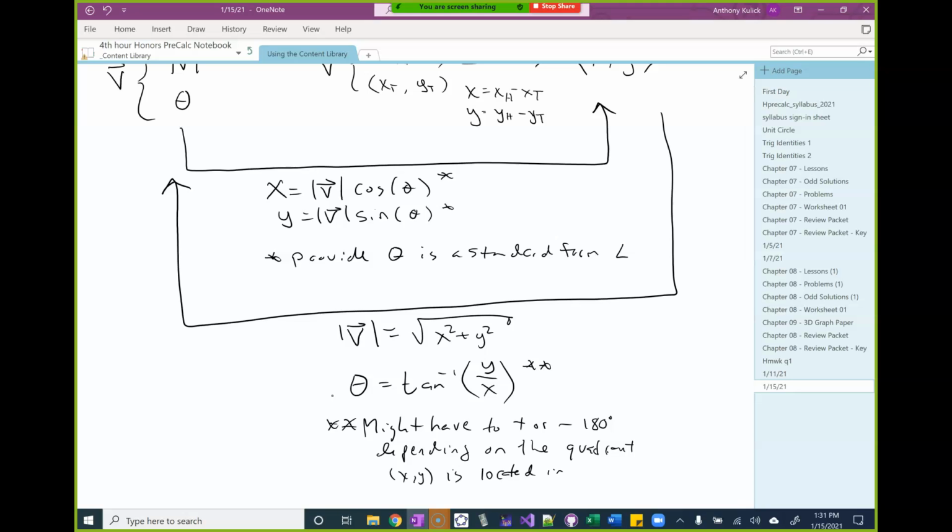I put a double asterisk there because you might have to add or subtract 180 degrees depending on the quadrant that the xy is located in. Maybe I should say 180 or even 360 degrees, depending on the quadrant. Just like we did in first semester, right? When you found the inverse on your calculator, depending on the quadrant, you might have had to add or subtract 180 or 360 degrees to get the correct angle measure.